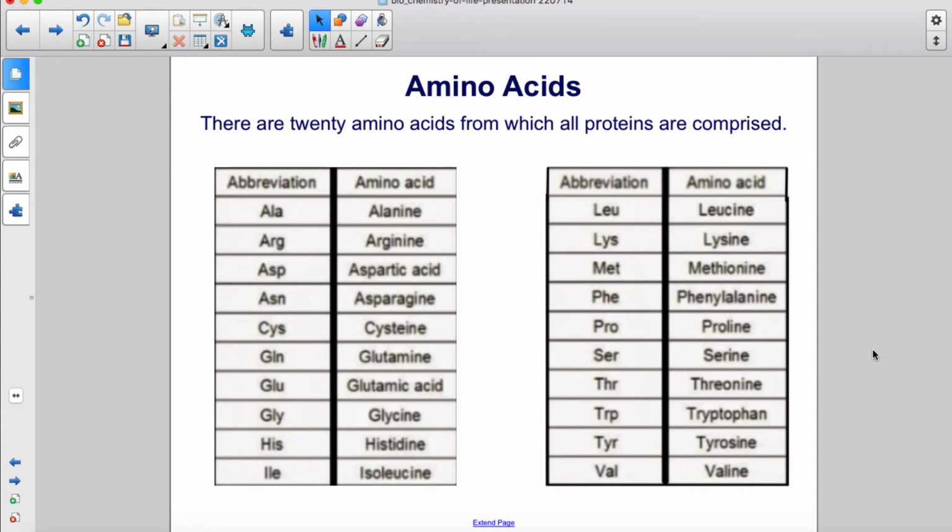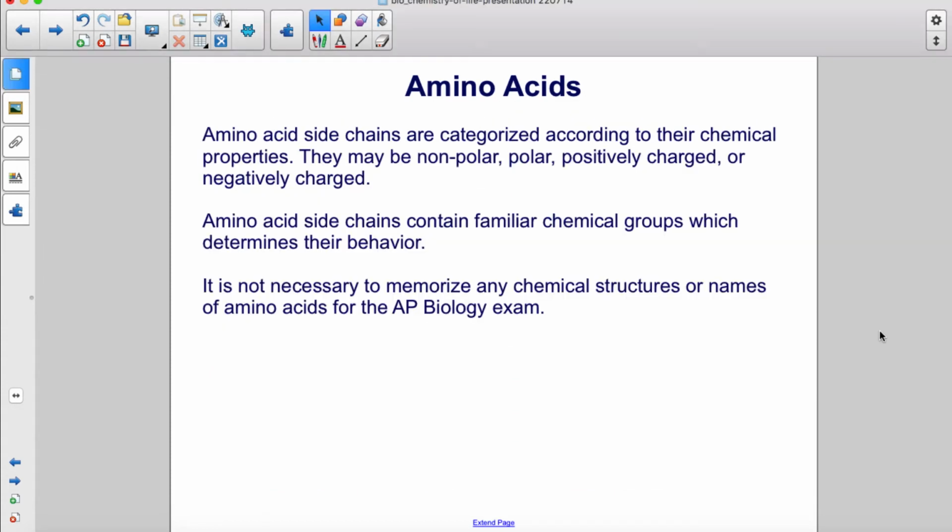There are 20 amino acids from which all proteins are comprised. Amino acid side chains are categorized according to their chemical properties. They may be nonpolar, polar, positively charged, or negatively charged. Amino acid side chains contain familiar chemical groups, which determines their behavior. It is not necessary to memorize any chemical structures or names of amino acids for the AP Biology exam.